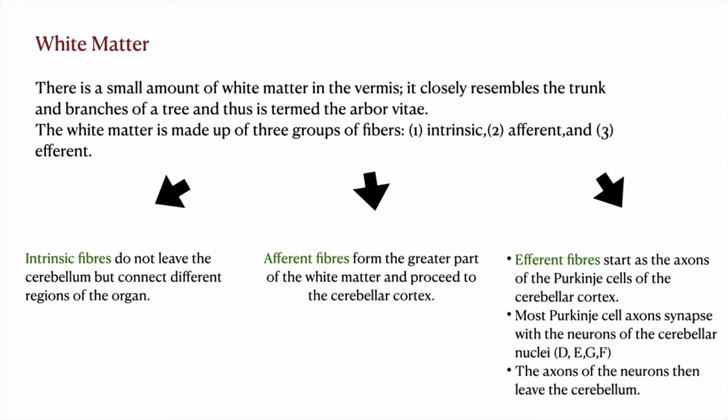The white matter is composed of three groups of fibers: intrinsic, afferent, and efferent. The intrinsic fibers do not leave the cerebellum but connect different regions within the organ. Afferent fibers form the greater part of the white matter and proceed to the cerebellar cortex. The efferent fibers start as axons of the Purkinje cells of the cerebellar cortex. Most Purkinje cell axons synapse with the neurons of the intracerebellar nuclei. The axons of these neurons then leave the cerebellum.